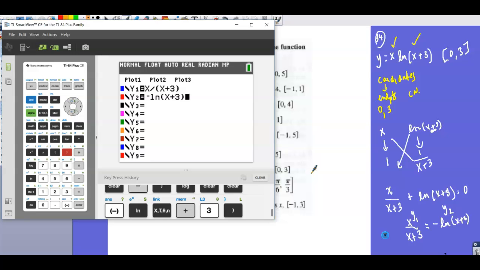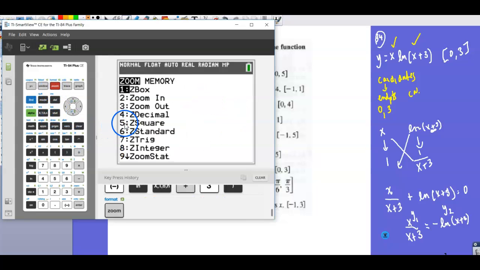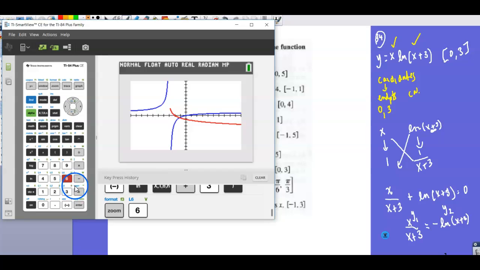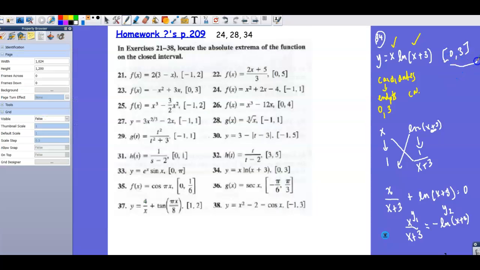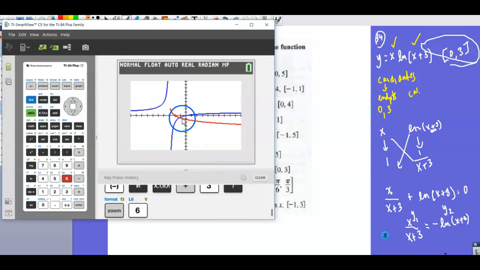We want to see where they intersect to see if we have any critical numbers, because that's where the first derivative would be equal to 0. I'm going to go to zoom, and select number 6 because that's a standard viewing window. I do see a point of intersection right here, but remember, our interval is from 0 to 3. This point of intersection is not on the closed interval from 0 to 3, so even though it's technically, by definition, a critical number, it is not on the closed interval, so I am not going to consider it. But yes, this one does require the use of a calculator.